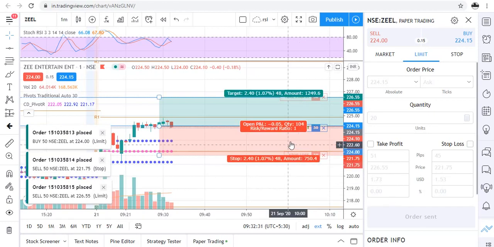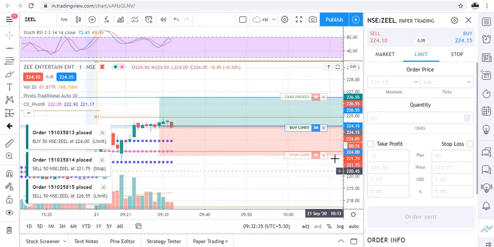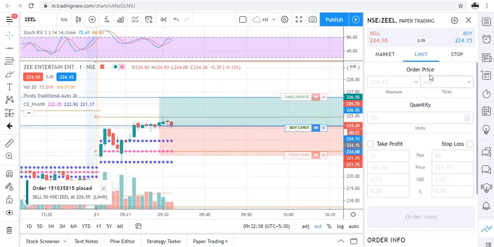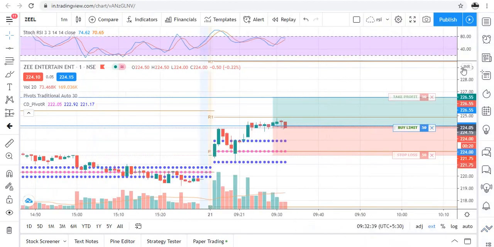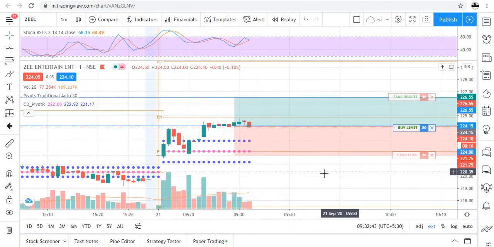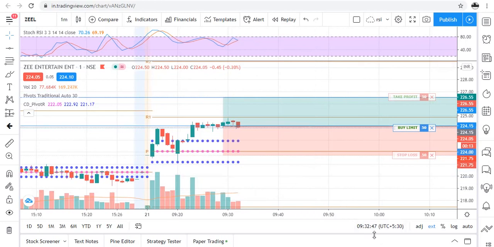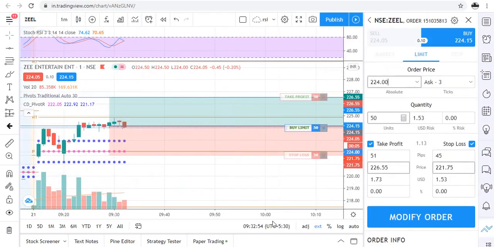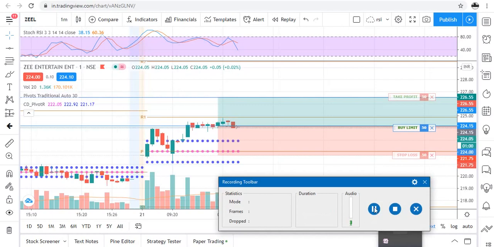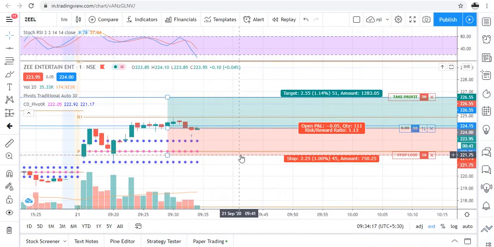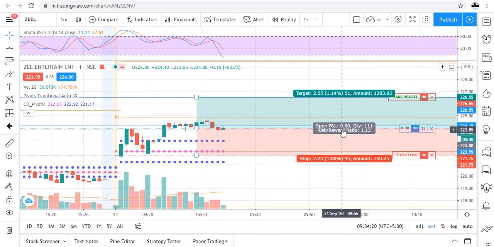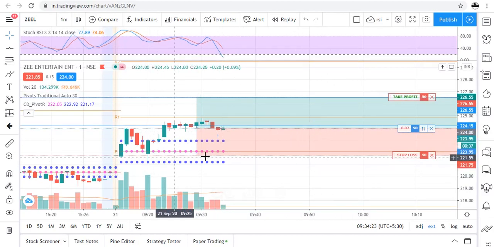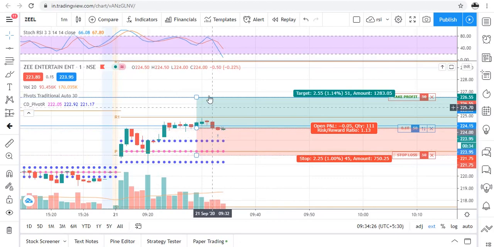Okay, so I had placed a limit order which is of 224 buying side. Why is it not yet executed? Because I have placed a 224 order and the price is above 224. So traders, sorry for the glitch. I was saying that my order has been placed. Okay traders, and our stop loss is near to this and the target is this.